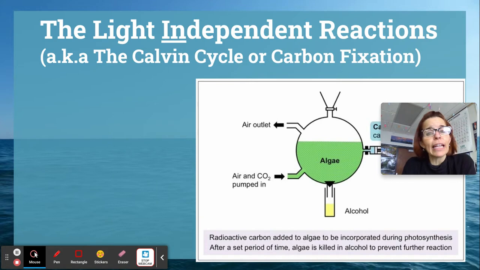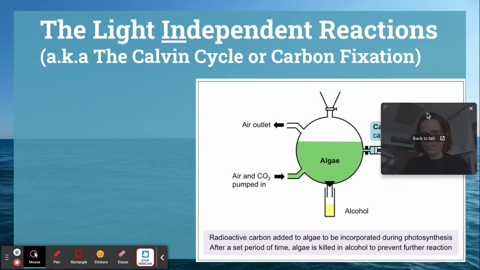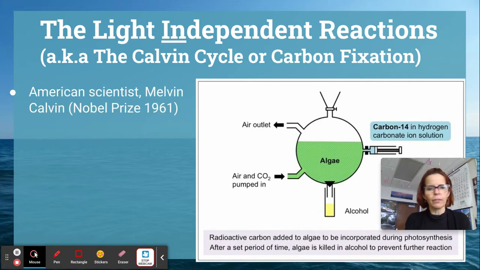We're going to talk about the light-independent reactions. You should have watched the intro to photosynthesis and the light-dependent reactions videos first, and now we're going to wrap up with the light-independent reactions. They are not called dark reactions, by the way. They are called light independent. It's also known as the Calvin cycle or carbon fixation. Don't you love it when scientists have all kinds of words for the same exact thing? Super annoying. All right. It's named after the American scientist, Melvin Calvin.